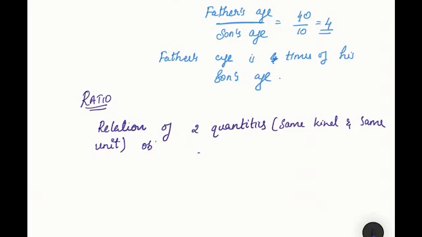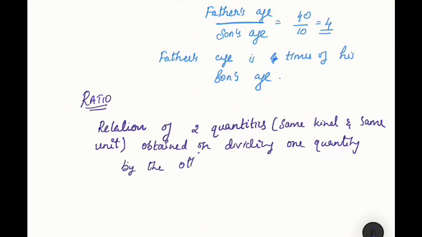Obtained on. How do we obtain the ratio? Obtained on dividing one quantity by the other is called their ratio. What is ratio? Go through this definition.